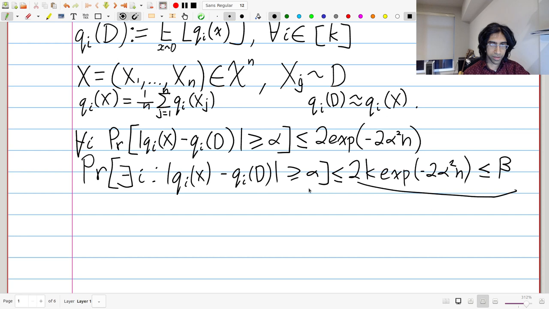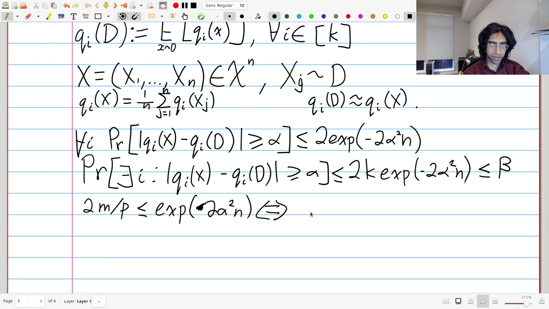We want this inequality to hold. So what does that give us? We need that 2k over beta is less than or equal to exp of minus 2 alpha squared n. Taking the log of both sides, there shouldn't be a minus here now, bringing it to the other side. This is equivalent to needing, if you take the log of both sides and divide by 2 alpha squared, that n needs to be greater than or equal to log of 2k over beta divided by 2 alpha squared. I switched symbols here. This is k.